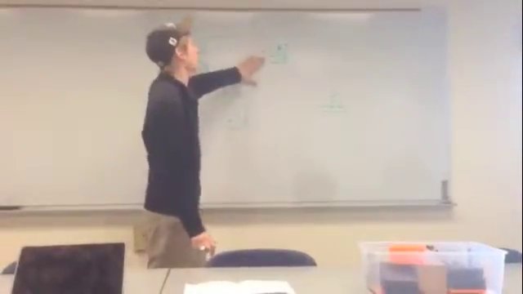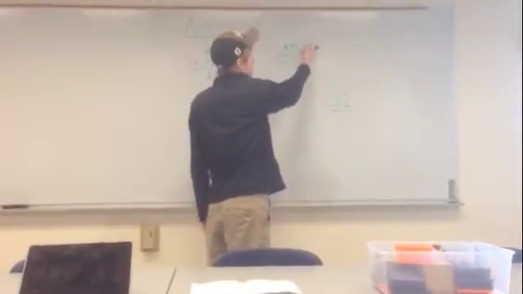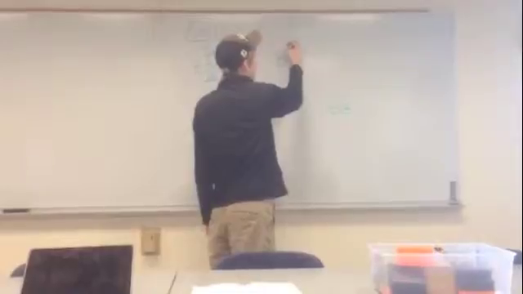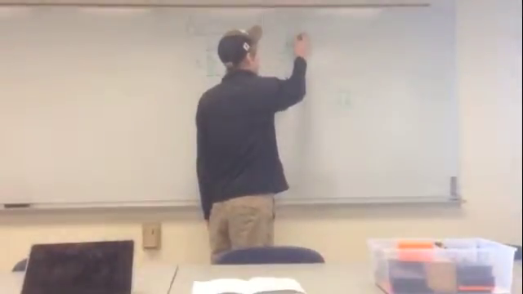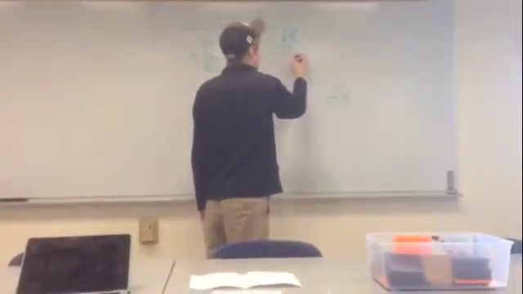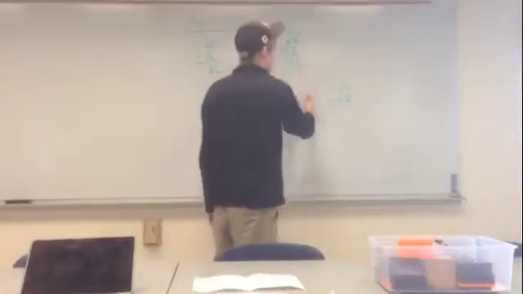Problem 67 minus 58. We start by looking at the 7 and the 8, and the 7 is smaller than the 8, so we have to borrow from the tens place of the 6, which goes to a 5, move that to 17. 17 minus 8 is 9. 5 minus 5 is 0, so the answer there is 9.